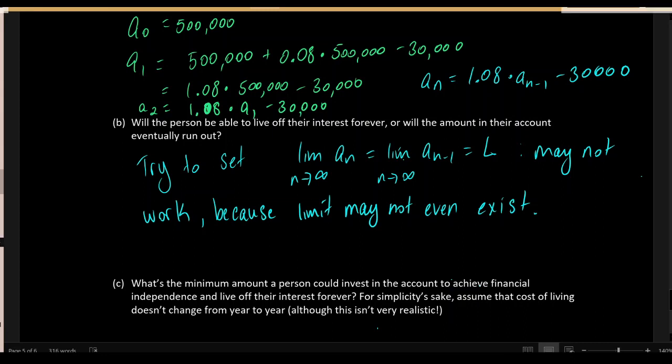Now on the side, I've gone ahead and calculated that the interest earned in the first year is $40,000, 8% of $500,000. The interest earned in year 1 is equal to this amount, and so the interest earned is greater than our expenses. As a result, the amount in year 1 is going to be larger than the amount in A0.